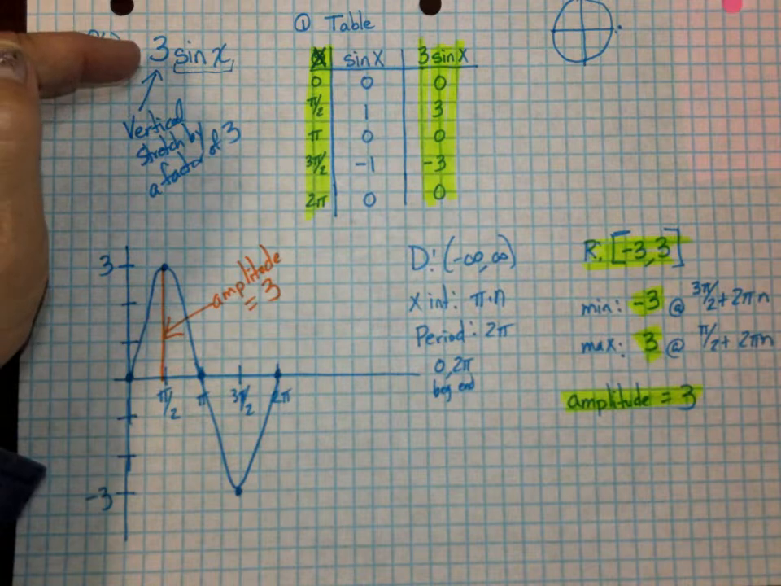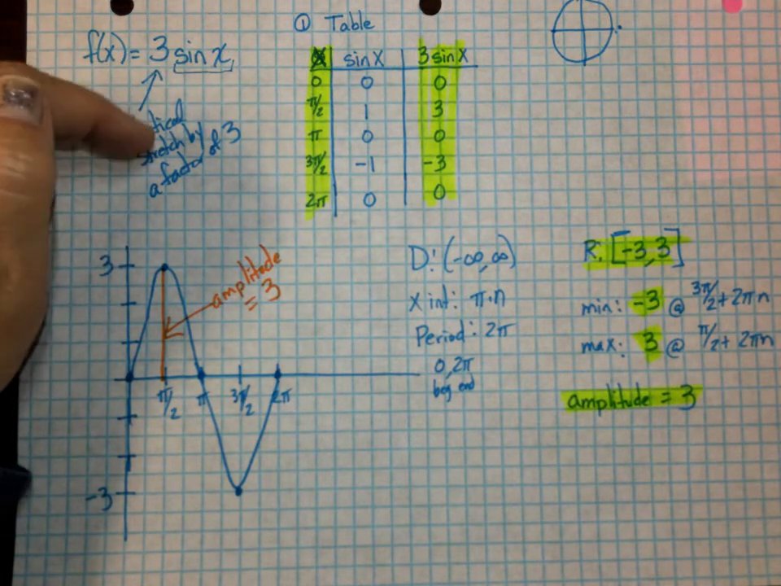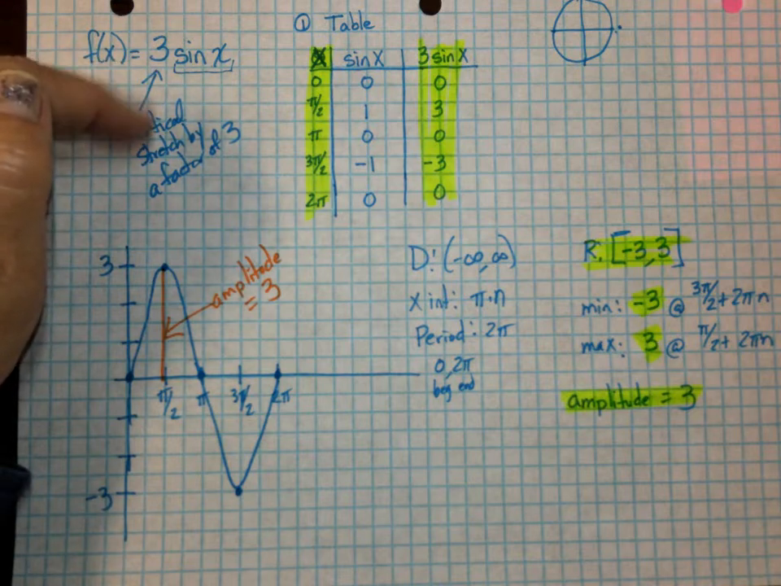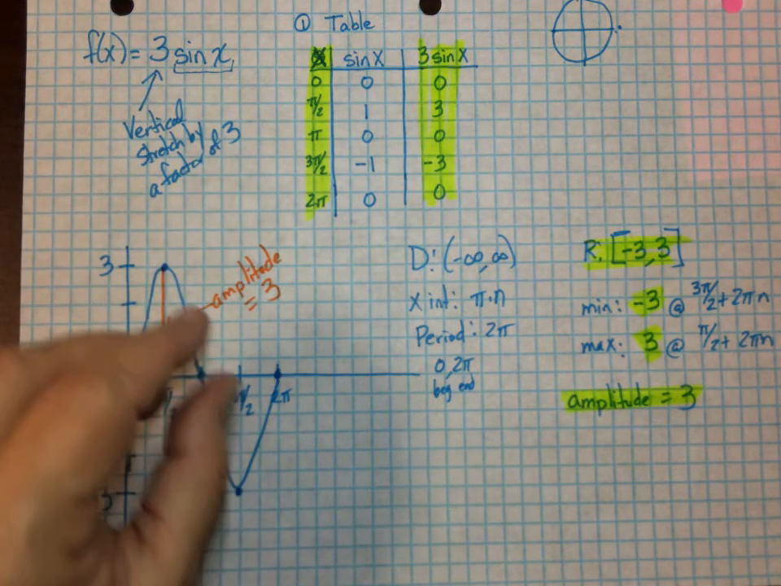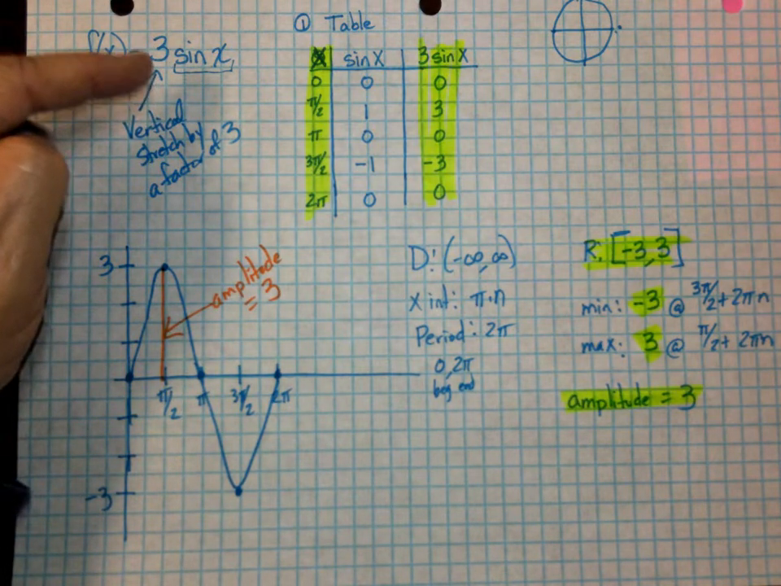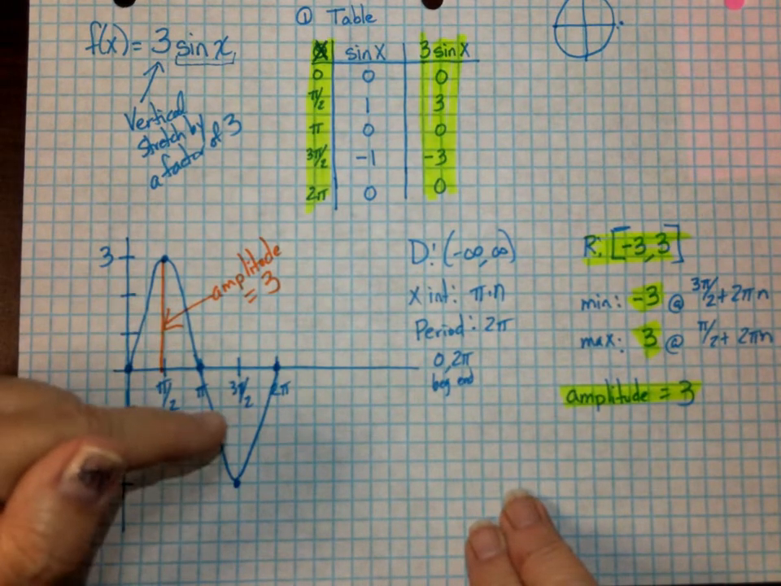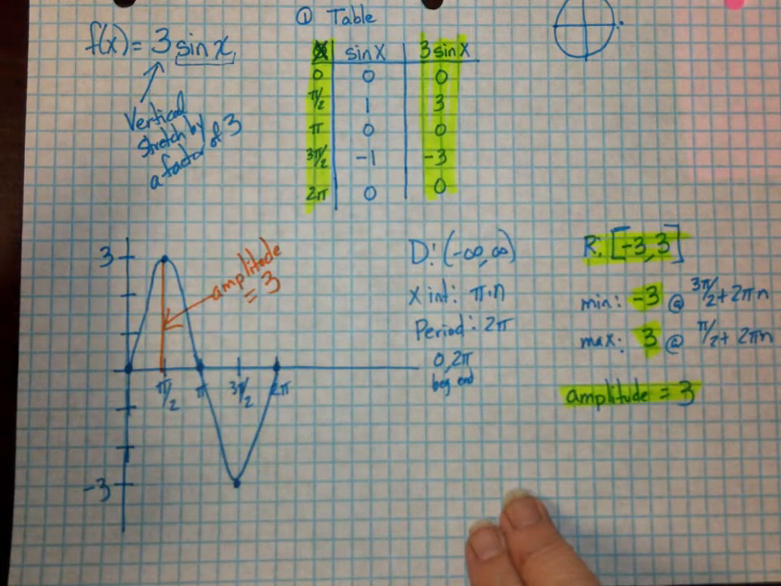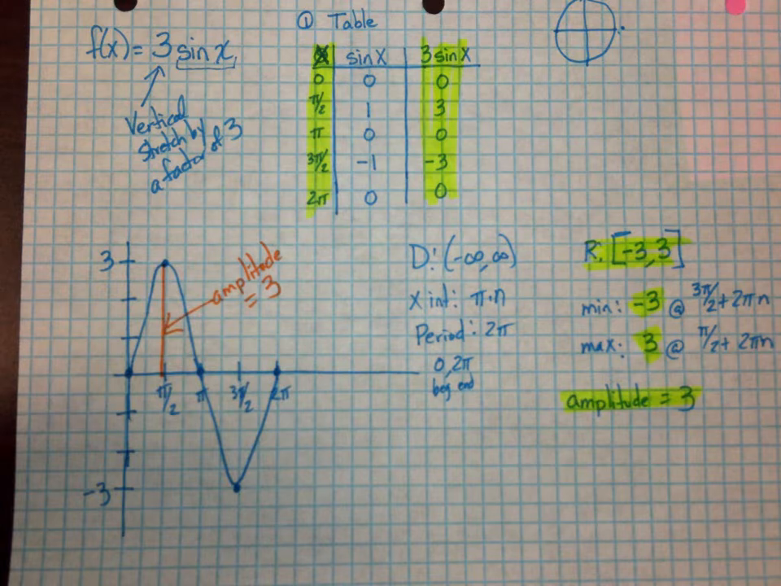So whenever we have a number multiplied by our function, that's going to cause vertical changes, right? If this number is greater than 0, it's going to be a vertical stretch, and your max is going to go higher, your min is going to go lower, your amplitude's going to increase. If this number is less than 1, that's going to cause a vertical compression. Your max is going to go lower, your min is going to be higher on the graph, and your amplitude is going to decrease. Right?